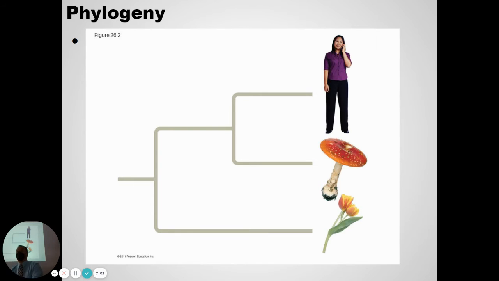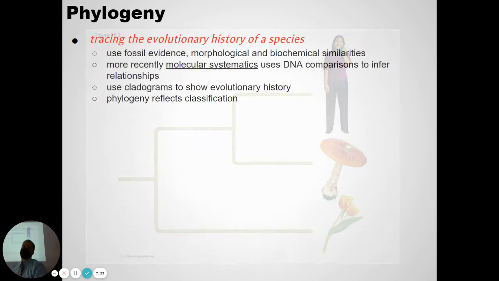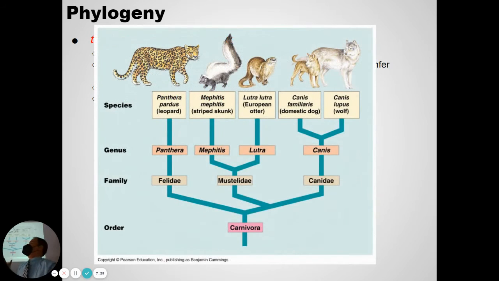But when we actually look at their DNA, we find humans and fungi are more closely related than humans and the tulips. And that's shown here because we have to go back not quite as far to find the common ancestor of the mushroom and the human versus the common ancestor of all of them. That's a simplified version. We could have more complex versions.